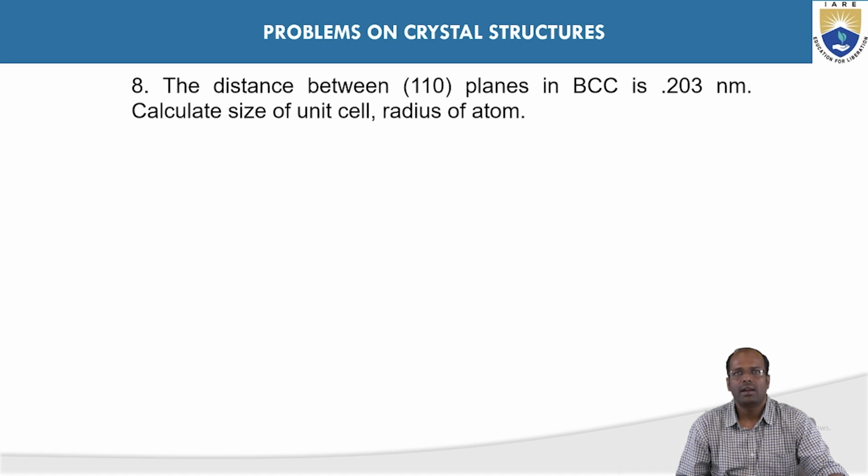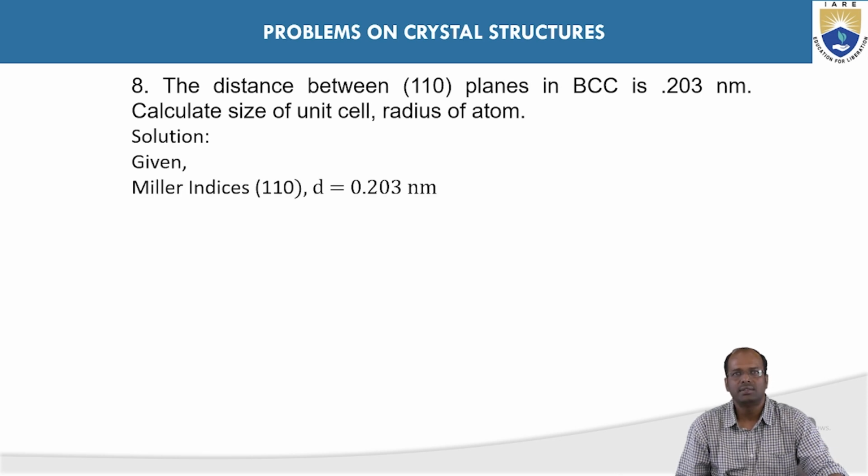Here what they are asking is the distance between 110 planes. The first formula is D is equal to A by square root of h square plus k square plus L square. So for the 110 plane we get A by root 2. For body centered cubic, n is equal to 2, and they say the distance is 0.203. They are asking to calculate the size of the unit cell, and also to find the radius of the atom. We will see in the next steps.